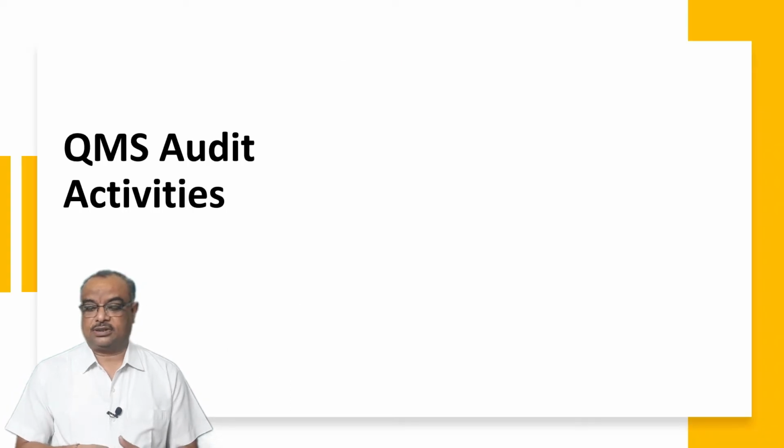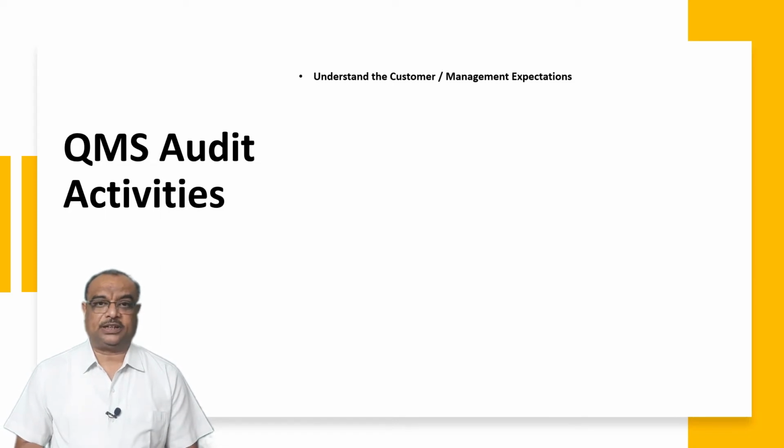Now, coming to quality management system audit activities. Normally we do the quality management system audit for our organizations. But what are you actually doing in that audit? You are just taking the procedure or SOP and verifying things. But that is not the intent of the internal audit. Before proceeding with the internal audit, it is important to understand the customer expectation and the management expectation from this quality management system. Customer expectation could be zero defects, zero customer complaints, and no failures related to service, product quality and deliveries.